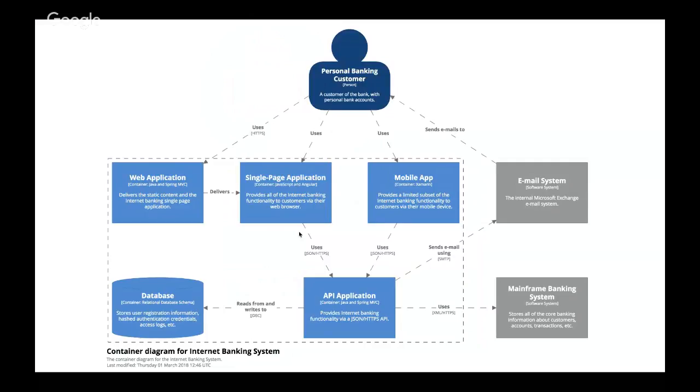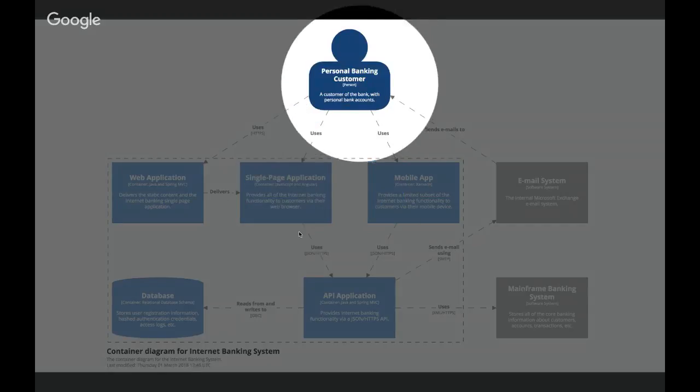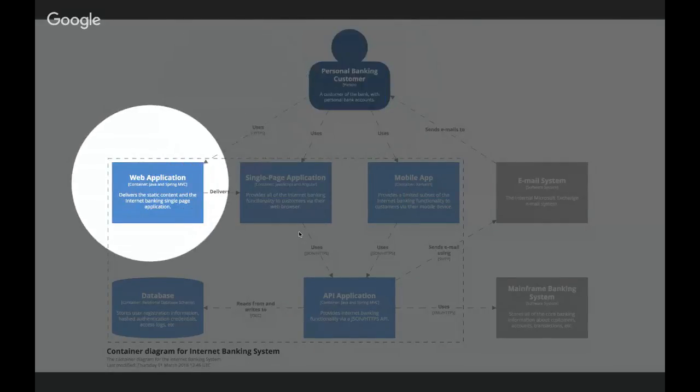So this is the container diagram for the internet banking system. So the personal banking customer, let's say that they use a web application. Let's say this is a Java and Spring MVC web application. So this is running on the server and it's delivering static content back to the user's browser.